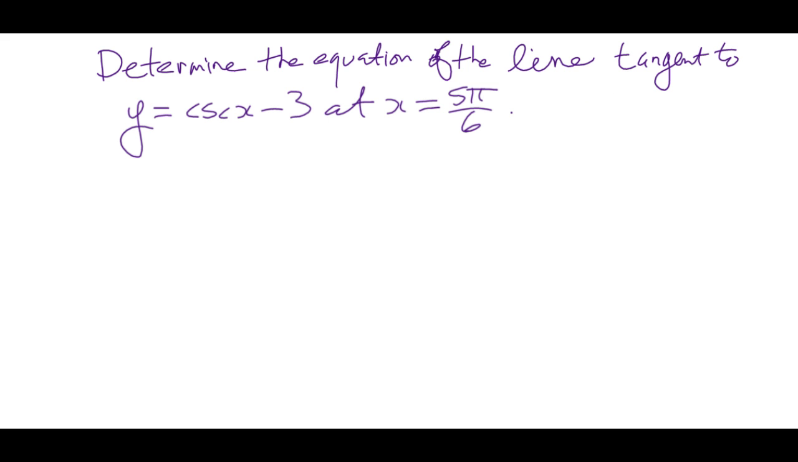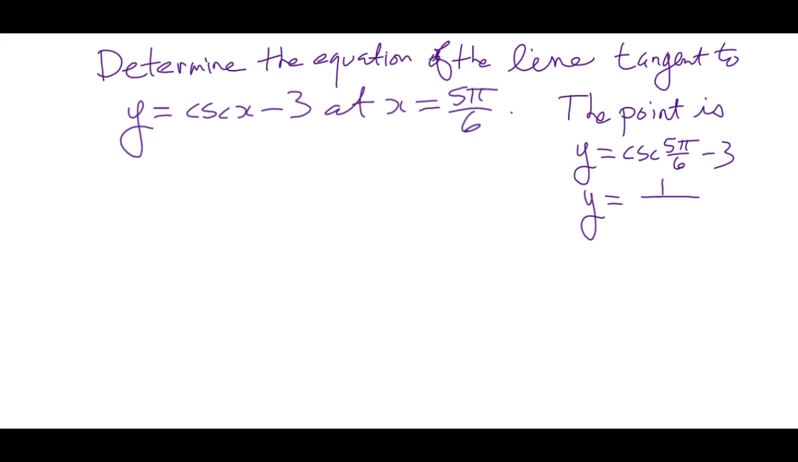So, let's say the point is y equals cosecant of 5 pi over 6 minus 3. Now, if you don't happen offhand to know what the cosecant of 5 pi over 6 is, then you might say, well, it's 1 over the sine of 5 pi over 6, minus 3, and then you do whatever magic you do to get that figured out.